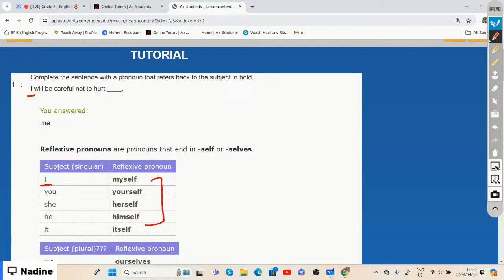All right, so if we refer back to I and we use the reflexive pronoun, we can say, I will be careful not to hurt myself, right? Which means that this word myself refers back to the subject I, but the reflexive pronoun is myself. So well done.